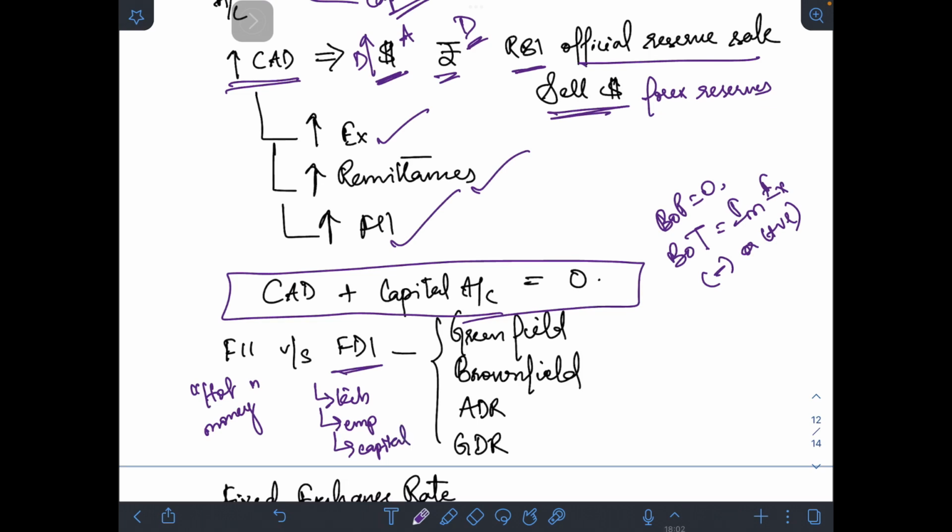Now, FDI again has greenfield investment and brownfield investment. Greenfield means 100% from scratch, where a foreign investment is coming and setting up their industry, their business, completely new, like Amazon. Brownfield means an existing enterprise or a building is acquired, and you build your business on it by acquiring what already exists, either partially or fully.